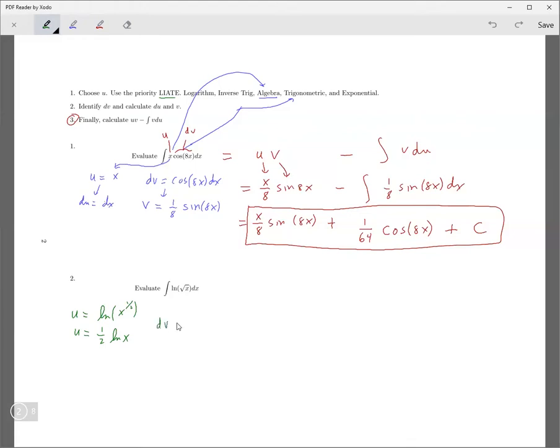Okay, then dv is everything else, which is just this dx. So du will be the derivative of this, which is 1/2x, and the integral of dv just gives us back an x. Okay, we don't have to put plus a constant or anything. We put a plus a constant on the very end of the problem, but not at this point. Okay, so I've identified all that. We've calculated those. Now we calculate it.